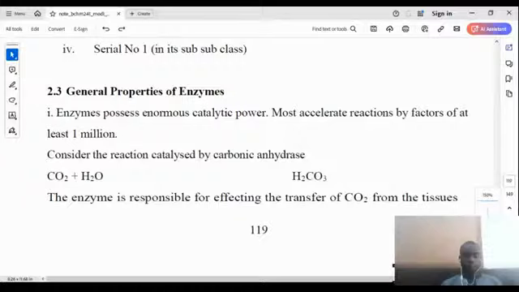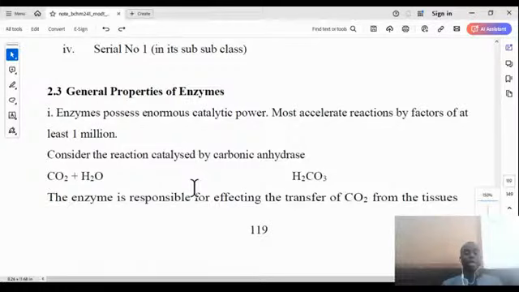Okay, let's proceed. So let's look at the general properties of enzymes. Enzymes possess enormous catalytic power. For reactions that are not aided by enzymes, the reaction tends to be slower than the reactions that involve enzymes. So most enzymes accelerate reactions by factors of at least 1 million.